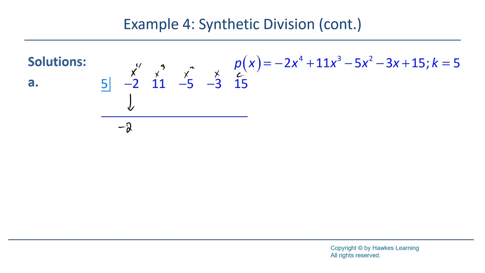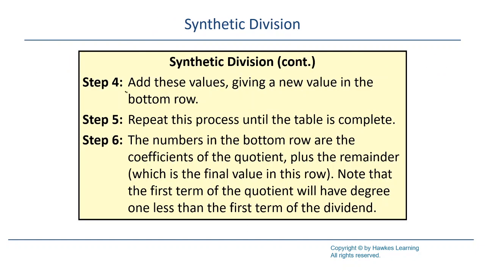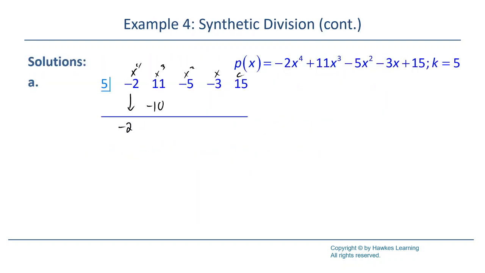You do 5 times negative 2, that goes here. And then remember, this is the thing you have to be careful of. Add these values, not subtract. You don't have to change any sign. Add them. So 5 times negative 2 is negative 10. 11 plus negative 10 is 1. Then you do 5 times 1 is 5. Add those two together. You get 0. 0 times 5 is, well, 0. Negative 3 plus 0 is negative 3.